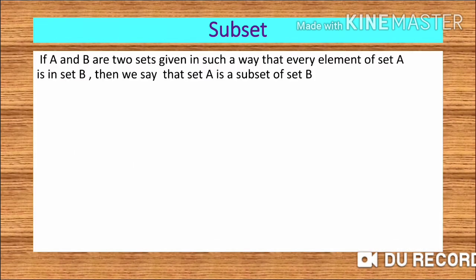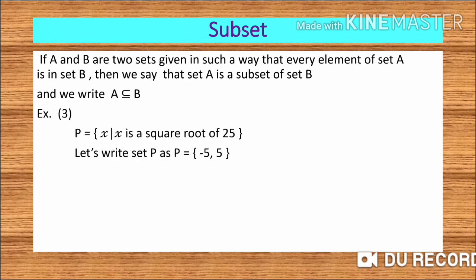Subset. Now we know that if A and B are two sets given in such a way that every element of set A is in set B, then we say that set A is a subset of B and we write it as A subset B. Now take another example. Set P is a set of all x such that x is a square root of 25. Now, we know that every positive number has two square roots, plus 5 and minus 5. Therefore, set P consists of two elements, minus 5 and 5.